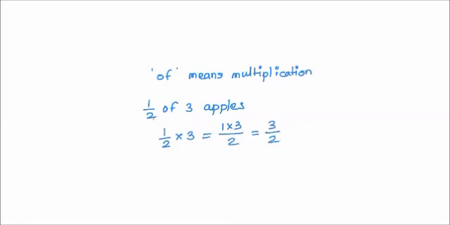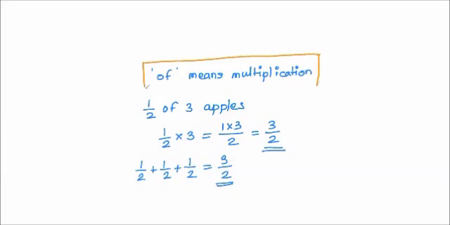Now when we say 1 upon 2 of 3 apples, what we are saying is out of each apple I want 1 upon 2. So from the first apple I want 1 upon 2, from the second apple I want 1 upon 2, from the third apple also I want 1 upon 2. And again, we see it is 3 upon 2. So it is the same. So the word "of" in fractions means multiplication.